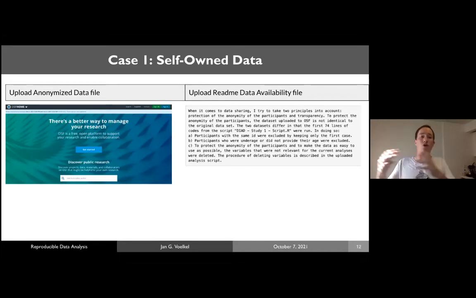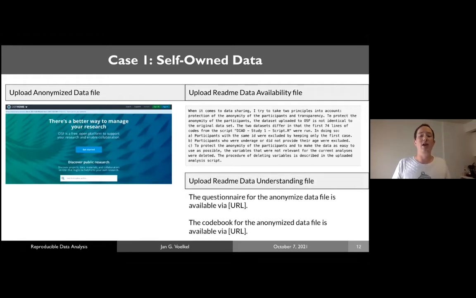So, providing access to the anonymized data file is great and is important, but you also want to help people understand this data file. And if you have used a questionnaire, it's a pretty straightforward way to just upload the questionnaire with the anonymized data file and upload a README data understanding file, where you say the questionnaire for the anonymized data file is available at this specific URL.